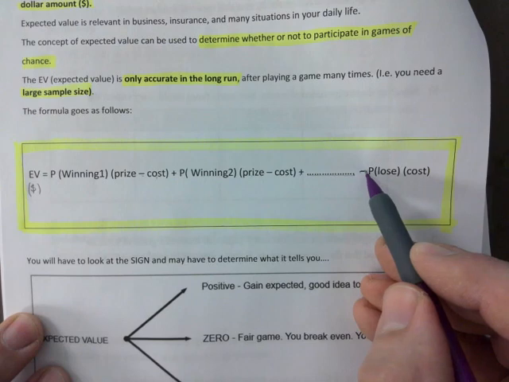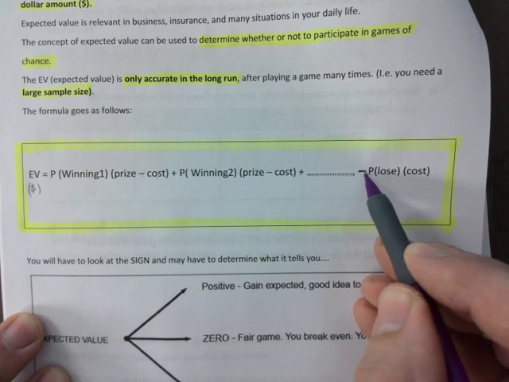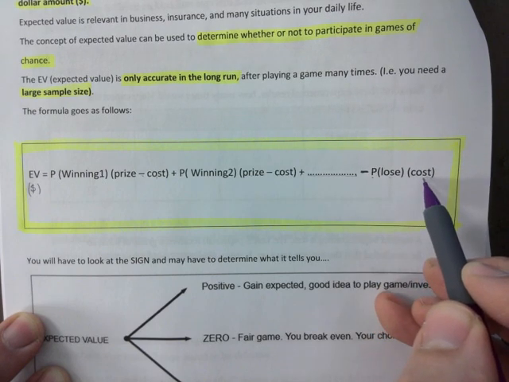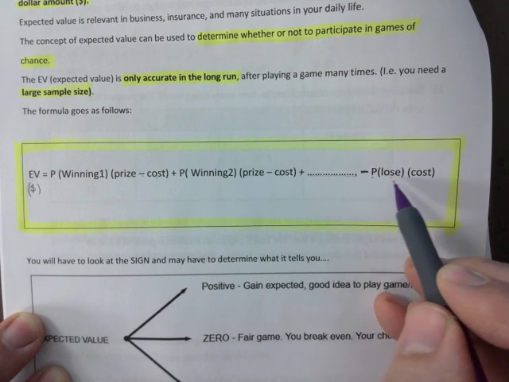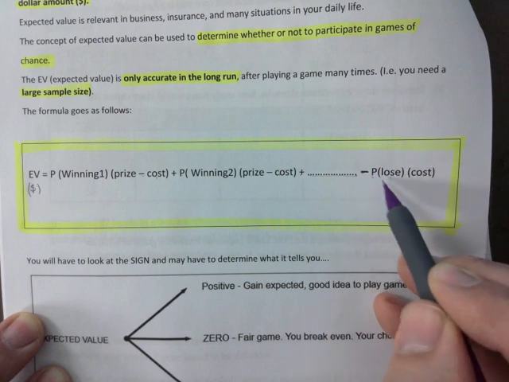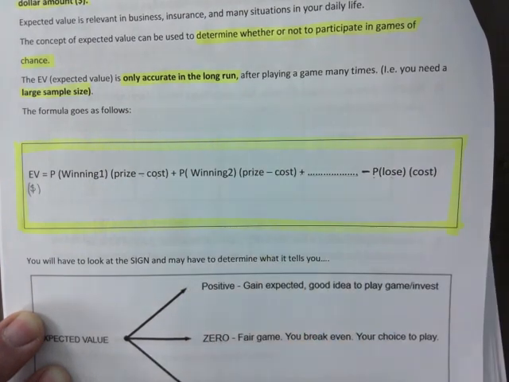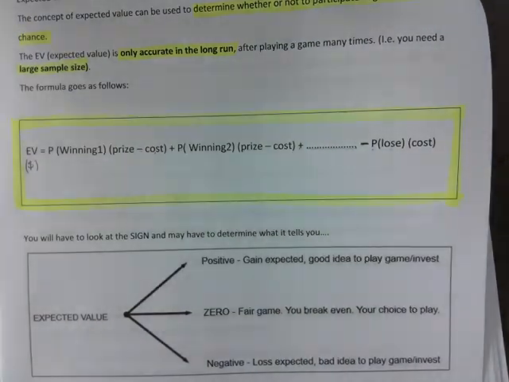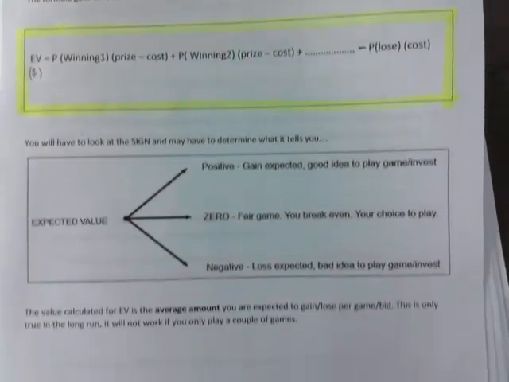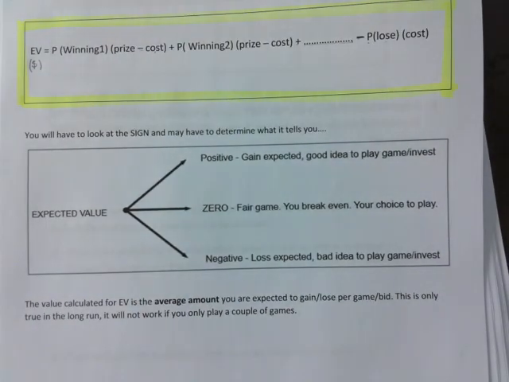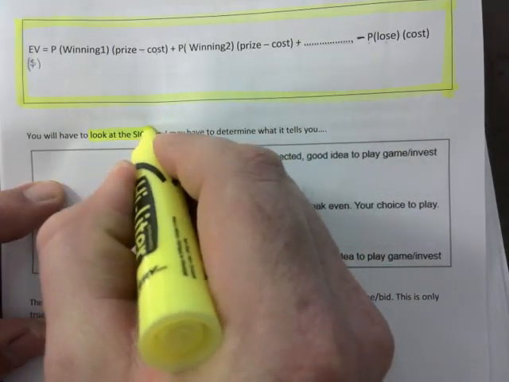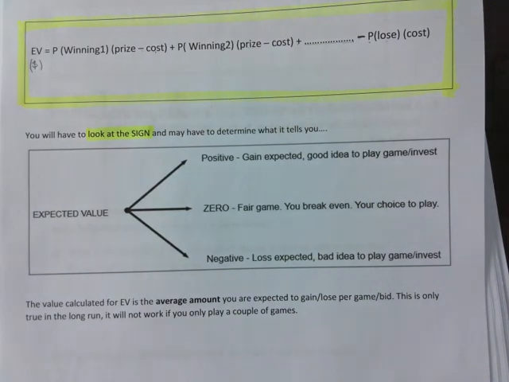And then at the end, watch what needs to happen, right? Minus the probability that you will be losing times the cost of playing. So obviously the probability of losing is usually the highest out of all of them, so just keep that in mind. That's the pattern I want you to observe. We will calculate that in a bit, but here's what you need to know. You need to be able to answer, this is basically an important concept: look at the sign of the expected value.